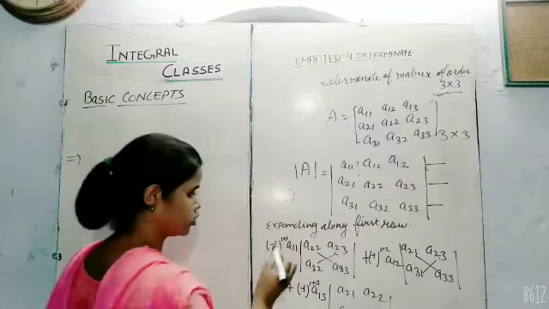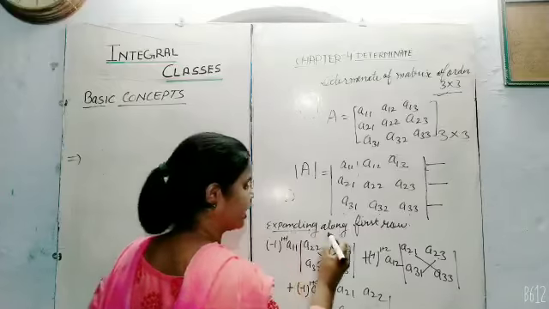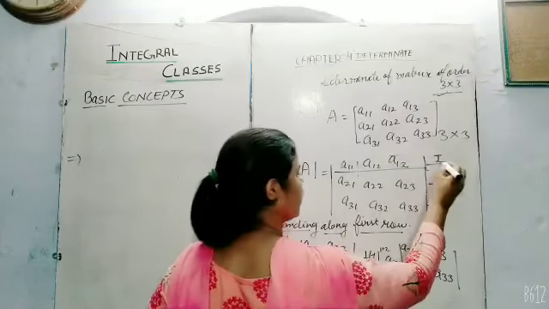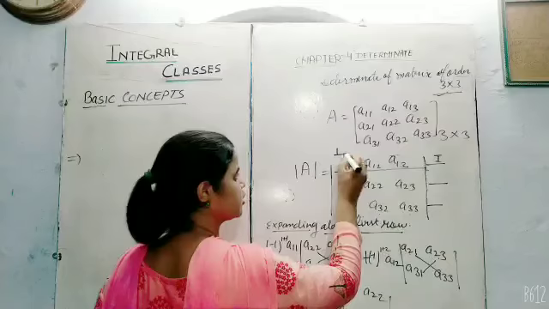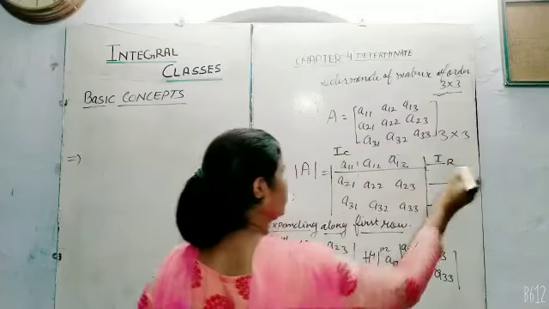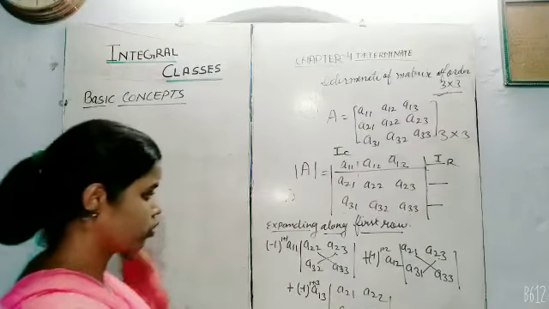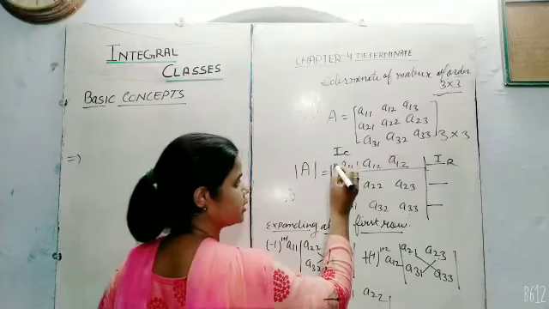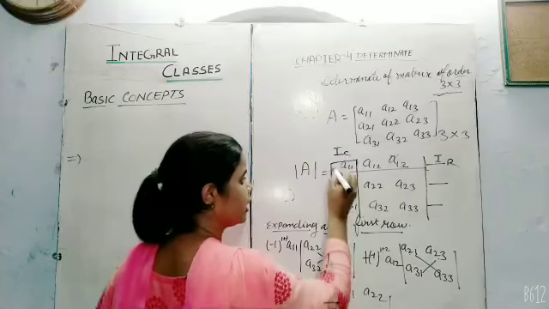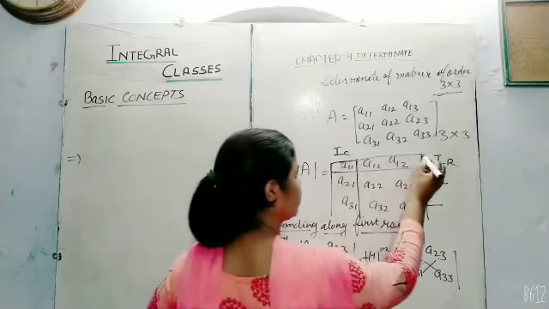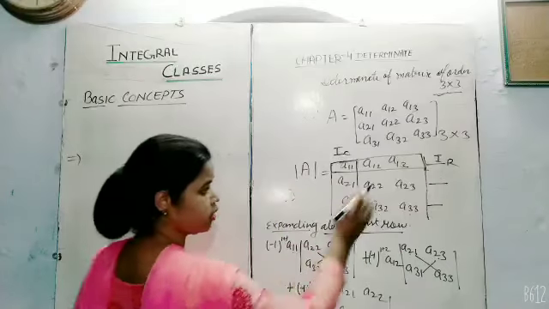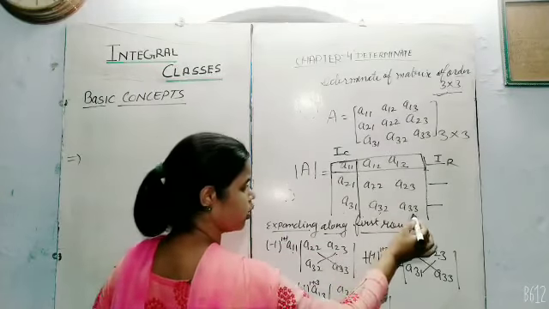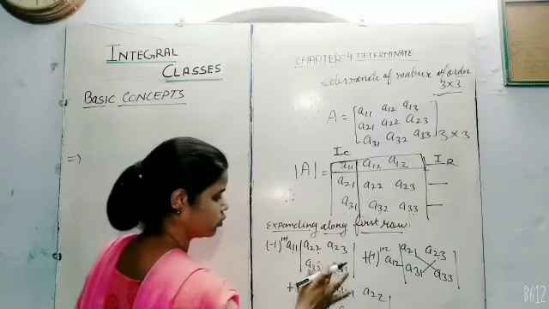Now, students, we will expand along the first row. It is the first row, and it is the first column. Corresponding to the first row, the first element is here. So we will delete the first row and first column. A11. Now the remaining are A22, A23, A32, A33. Okay, like this.